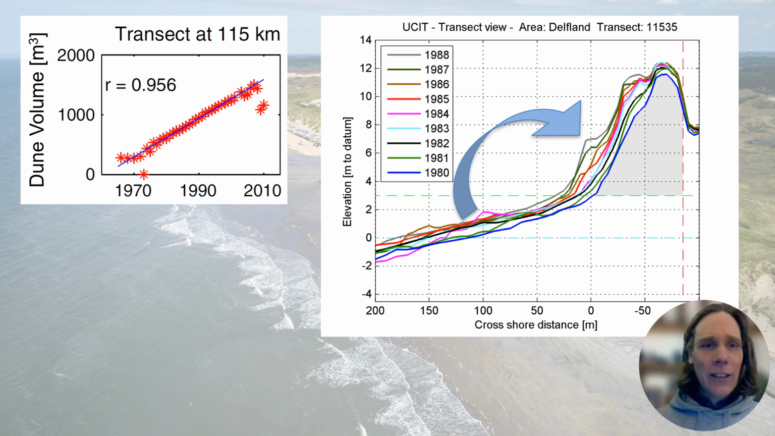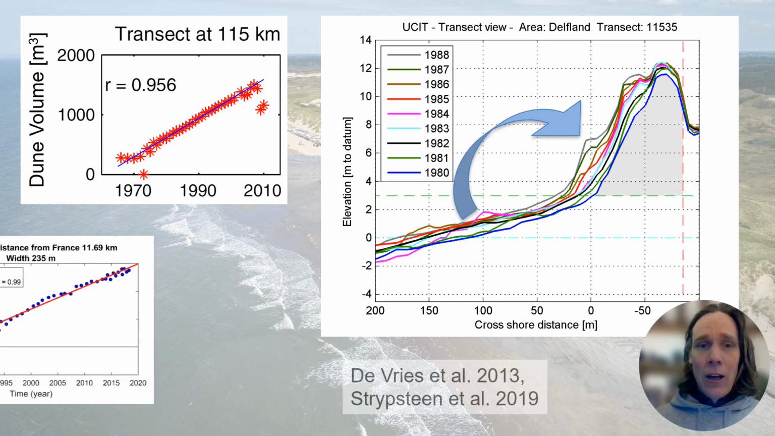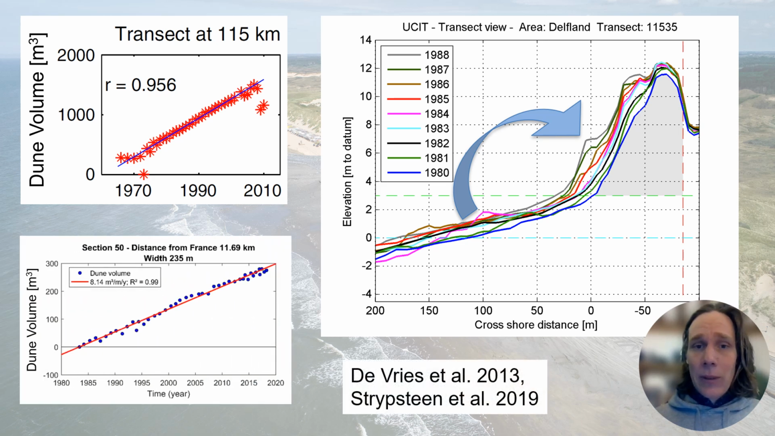And this linear growth is observed at many places. Also, the Belgium measurements show linear growth of the dune systems. And at different locations, linear rates of dune growth were measured. And I think this is a miracle by itself, but it's also good news for predictability. But what determines the magnitude of this growth?